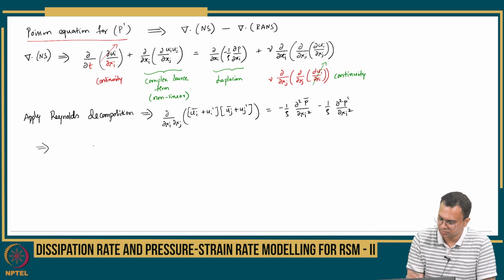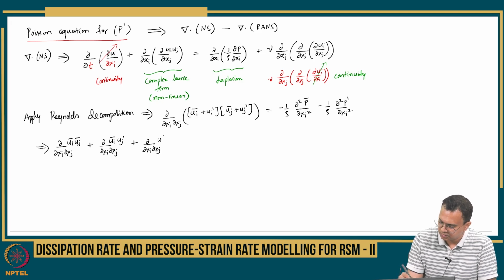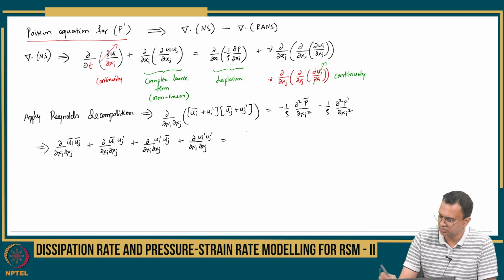So I get here 4 different terms, right? So I get dou by dou xi dou xj of first I get ui bar uj bar, plus dou by dou xi dou xj of ui bar uj prime, plus dou by dou xi dou xj of ui prime uj bar, plus dou by dou xi dou xj of ui prime uj prime, equal to the right hand side part.